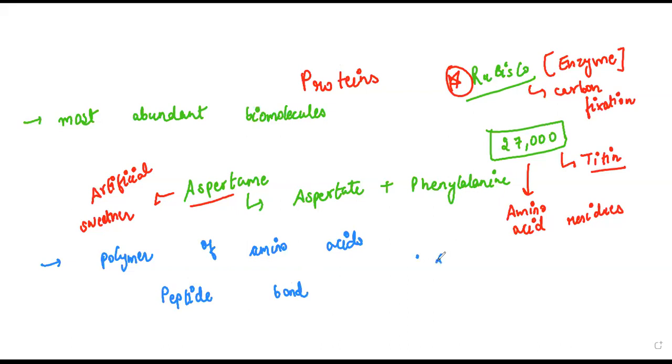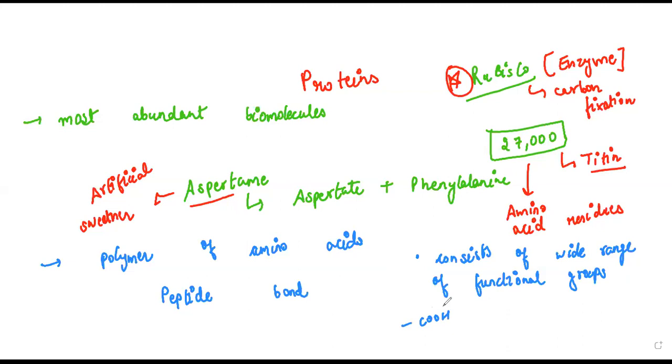Even they consist of a wide range of functional groups. Name the different functional groups that you have seen in the amino acids. For example, the carboxyl group, the amide group, the hydroxyl group, the amino group. So different amino acids consist of different functional groups, but two of which are common, that are carboxyl and amino. These two functional groups are common in every amino acid.